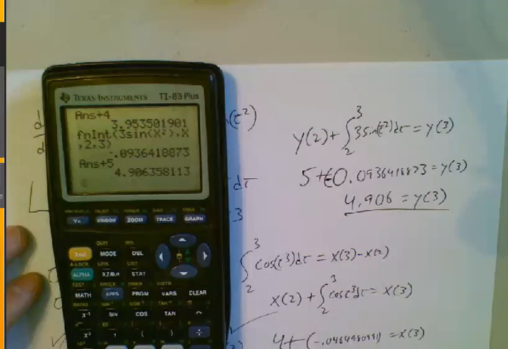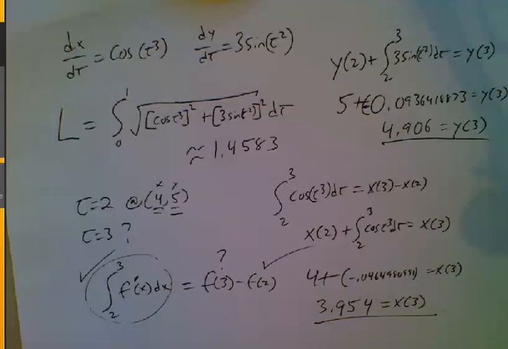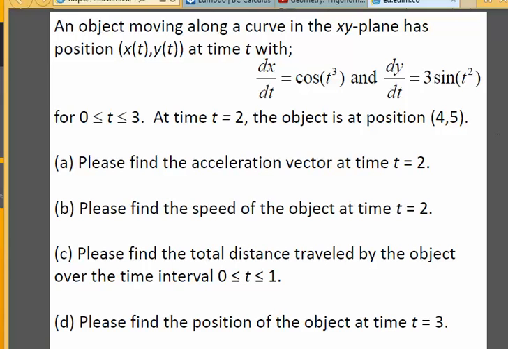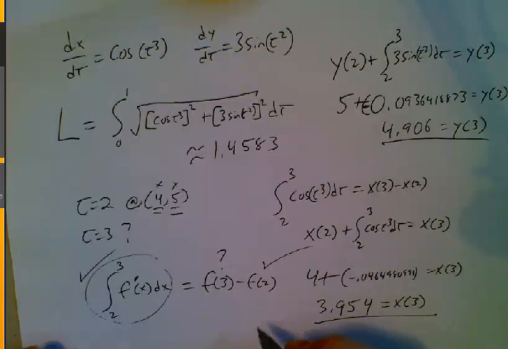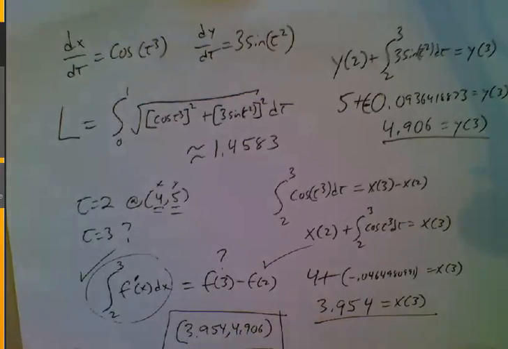So there's my y value, there's my x value. And how did they word the question? Do I have to put it in a particular form? Let me just double check. Please find the position of the object. Okay, so I can just literally write the position of the object is (3.954, 4.906). Have a nice day.